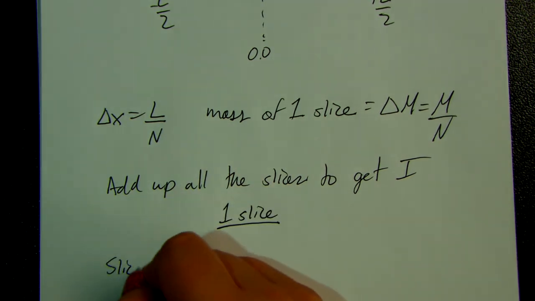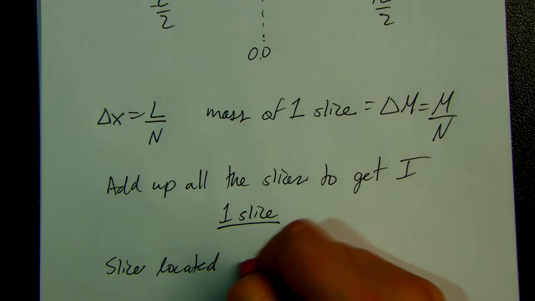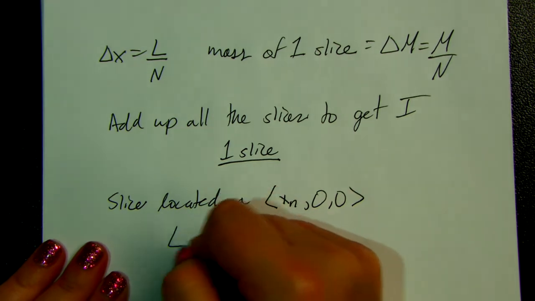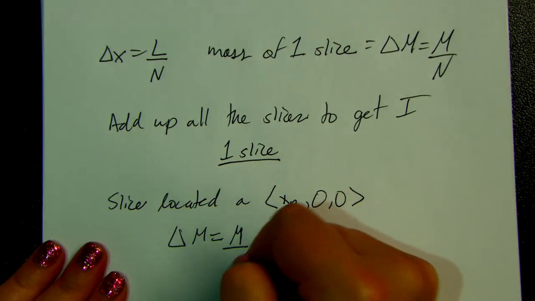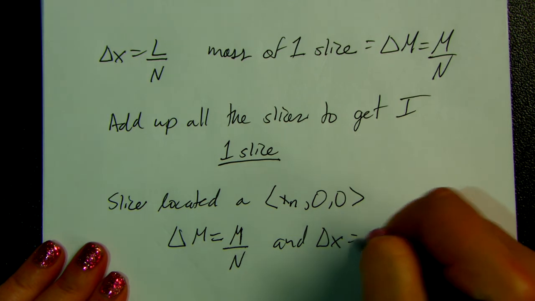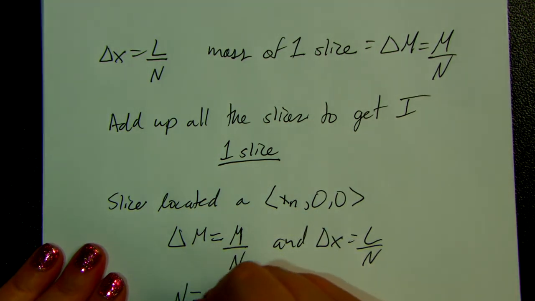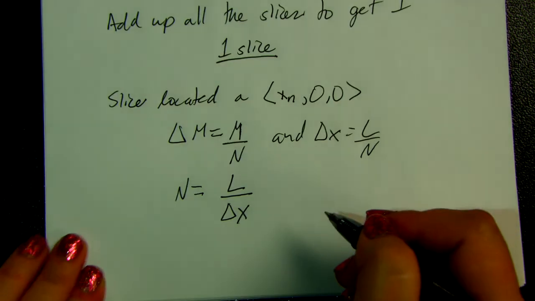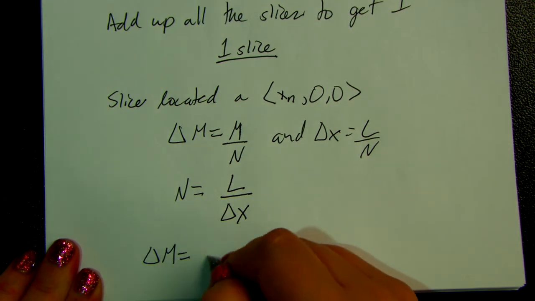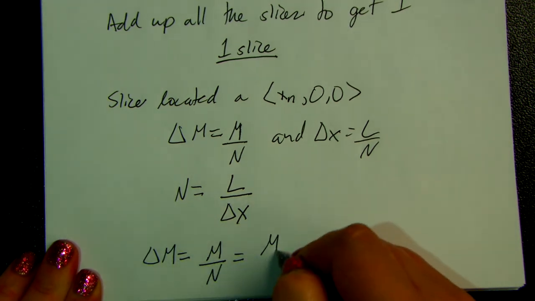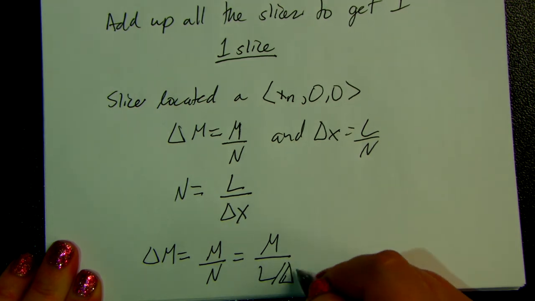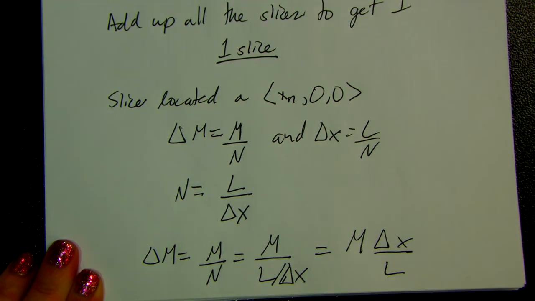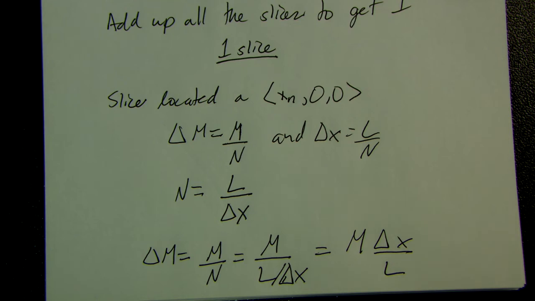We're going to look at the slice located at x sub n, 0, 0. Delta m is equal to m over n, and delta x is equal to L over n. And n, therefore, is equal to L over delta x. Therefore, delta m is equal to m over n, which is equal to m over (L over delta x), which is equal to m delta x over L. So all we've done is just a little bit of rearranging.